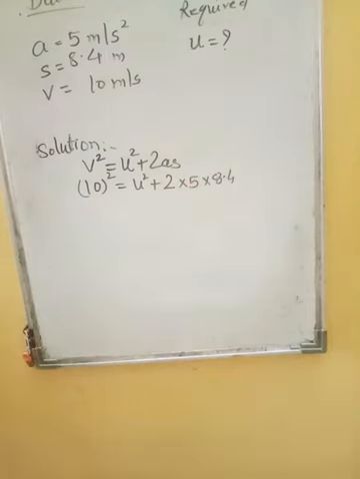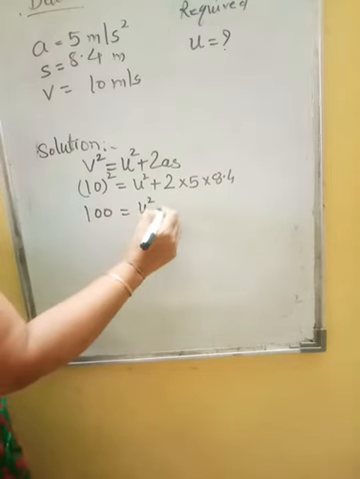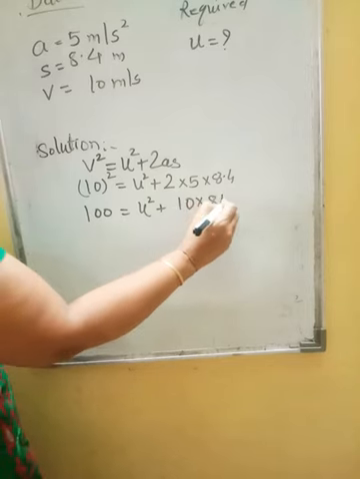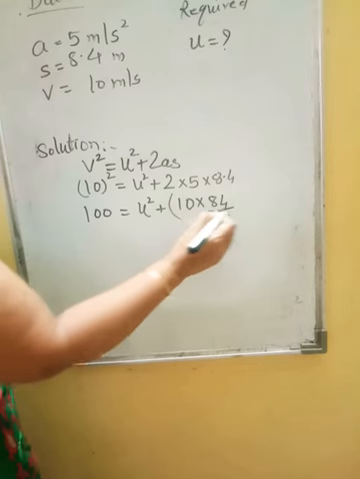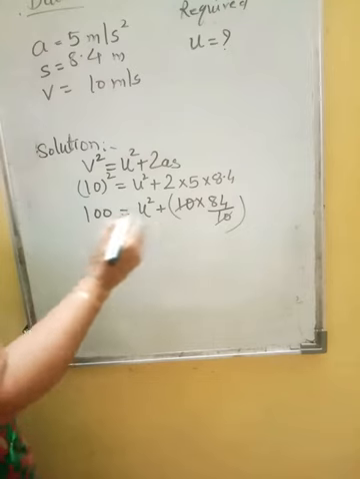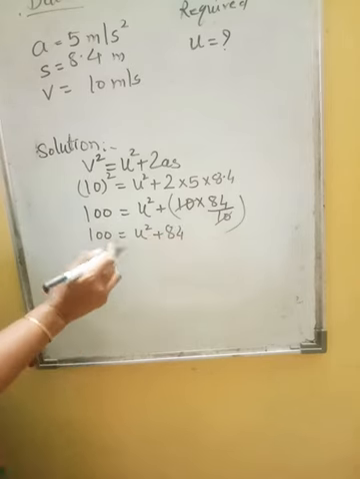Second step, you will be doing substitution. You will not do any calculation in the second step. You will be using the third step to do the calculation. So let's do that. 10 square is 100 is equal to u square plus 5 2s are 10 and this is 8.4. So I can write 84 upon 10. Correct? So this 10 and this 10 are gone. So 100 is equal to u square plus 84.